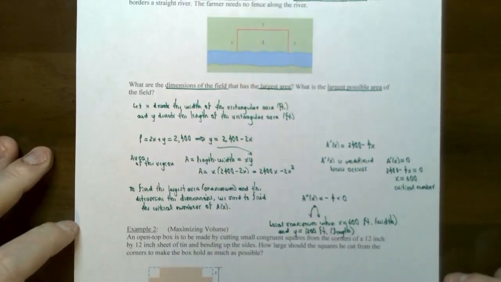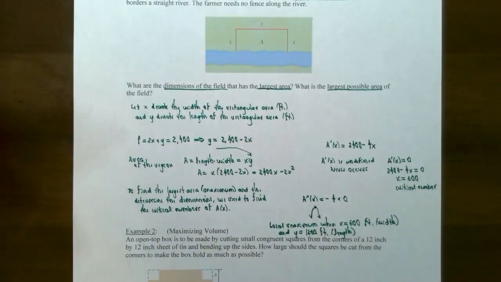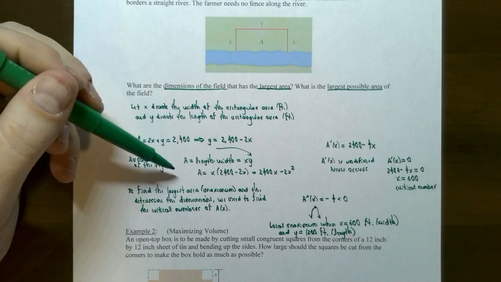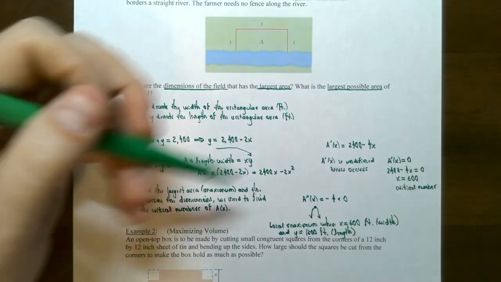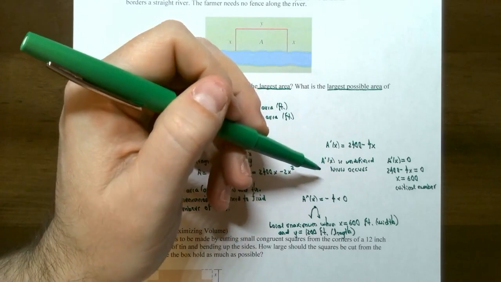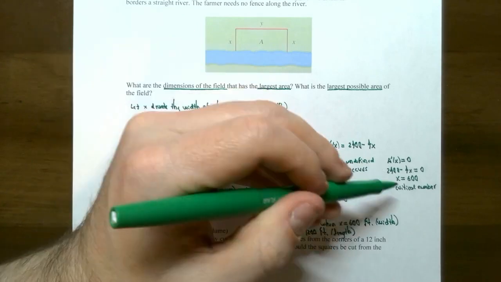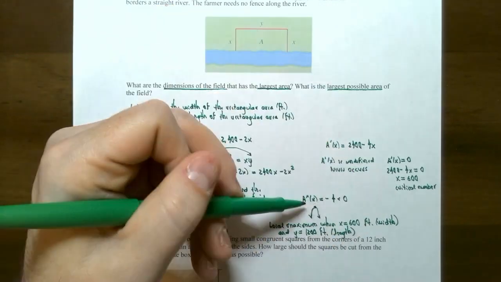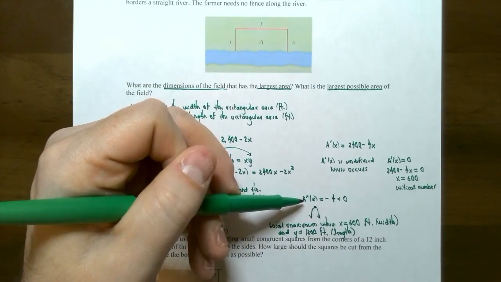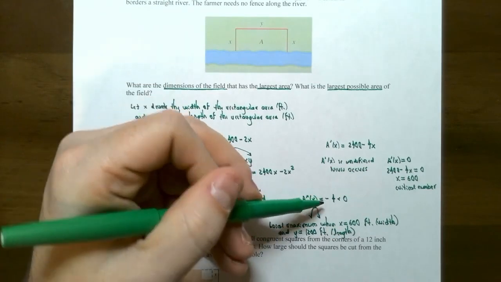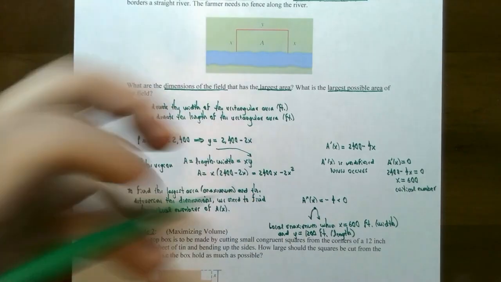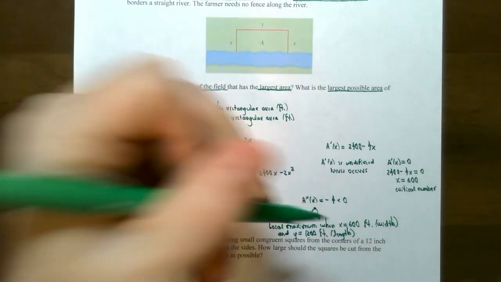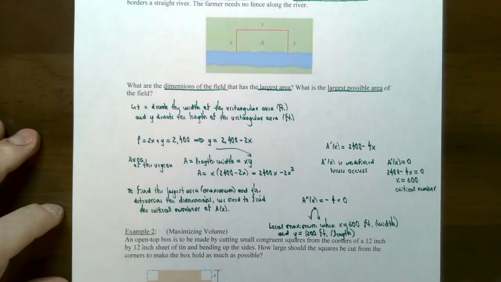So this is how optimization problems work. You want to find a function that needs to be maximized or minimized. In this case, it was the area. We found the critical numbers so that we can find where a local max or local min occurs. We had x equals 600, and then we calculated the second derivative, and the second derivative was always negative, which means the graph is concave down. And the dimensions that maximize the area are 600 feet by 1200 feet.